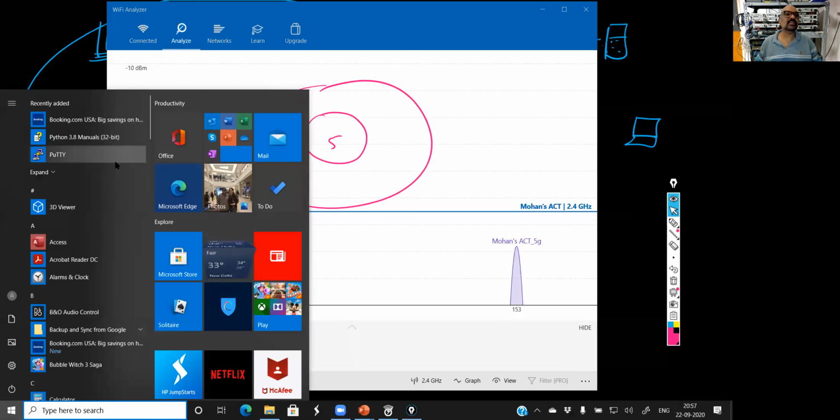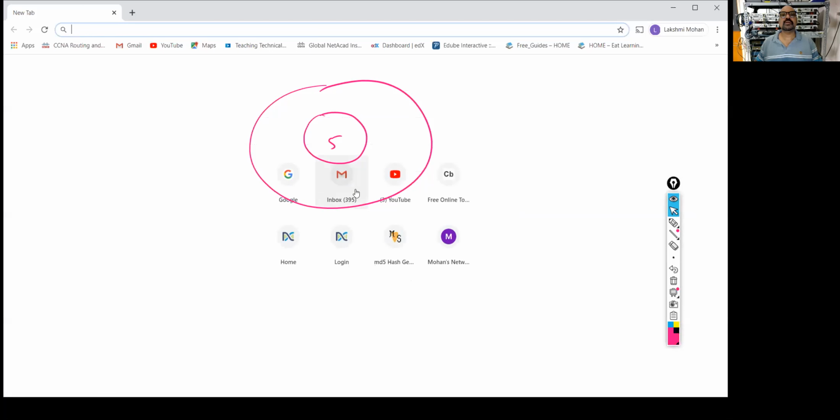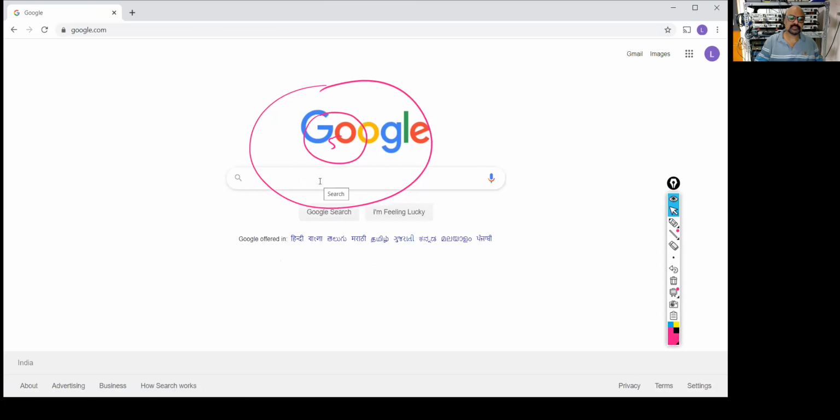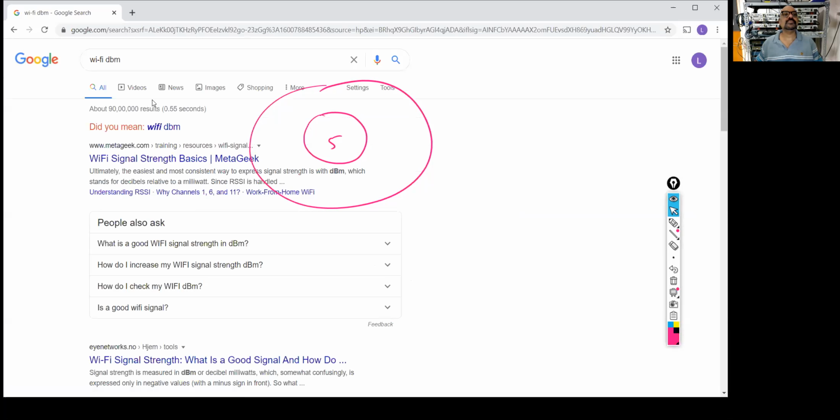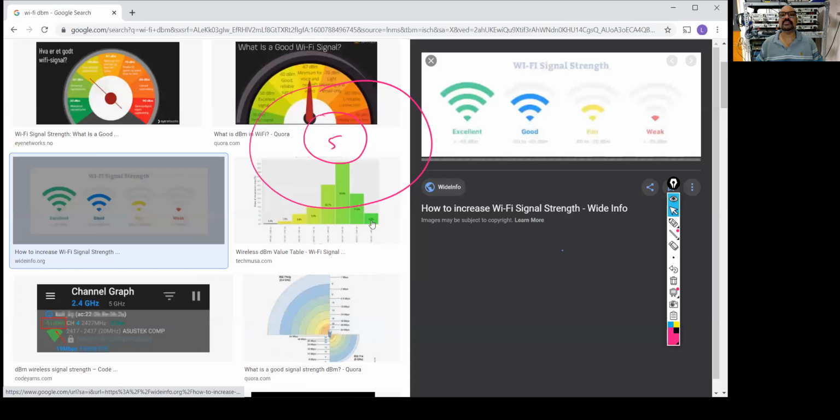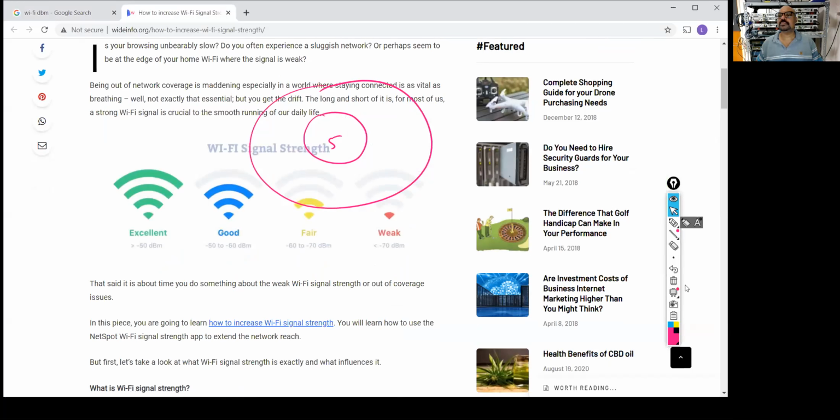So if you want to see that, see images. See this? You see this image just to show you. Excellent is greater than minus 50 dBm. Minus 50 to 60 is good. Minus 60 to 70, where I am now, it is fair. Anything greater than that is weak.